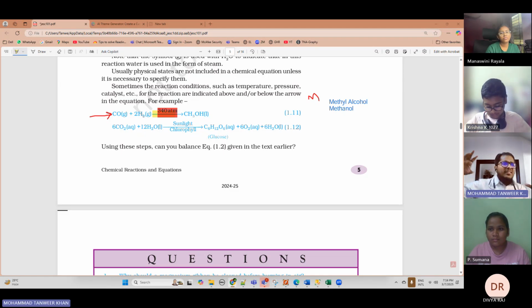Now you will study in higher classes that we have different types of chlorophyll: chlorophyll A, chlorophyll B, chlorophyll C, and all those things. The function is they absorb light, especially red and blue light, and they reflect green light. That is why plants appear green.